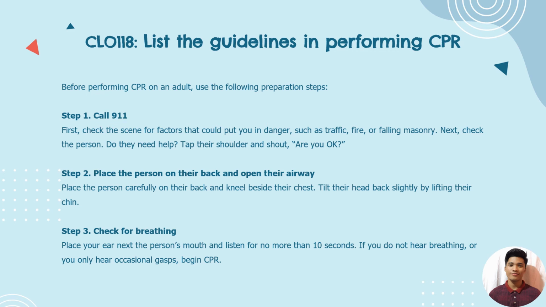If possible, ask a bystander to go and search for an AED machine. People can find this in offices and many other public buildings. Step 2. Place the person on their back and open their airway. Place the person carefully on their back and kneel beside their chest. Tilt their head back slightly by lifting their chin. Open their mouth and check for any obstruction such as food or vomit. Remove any obstruction if it is loose.